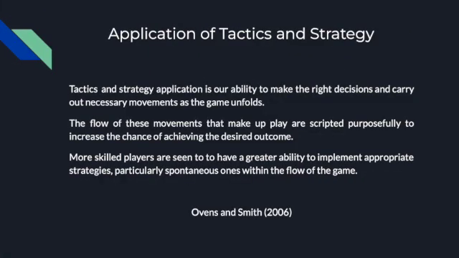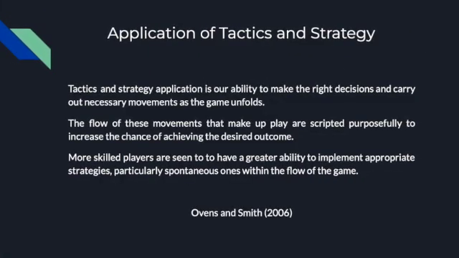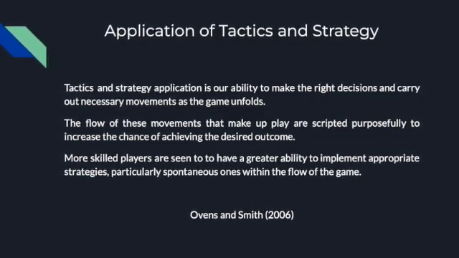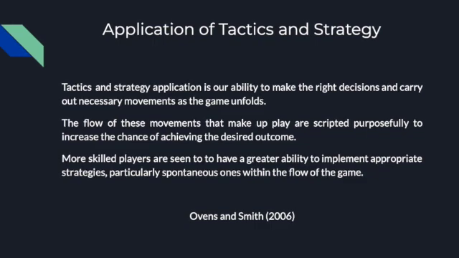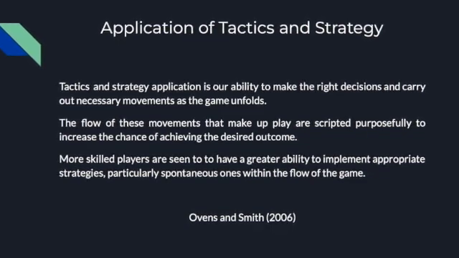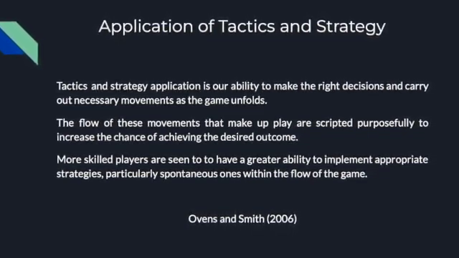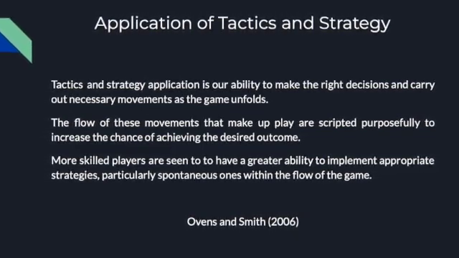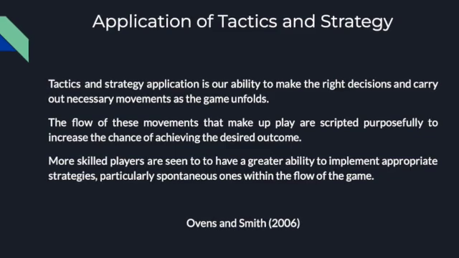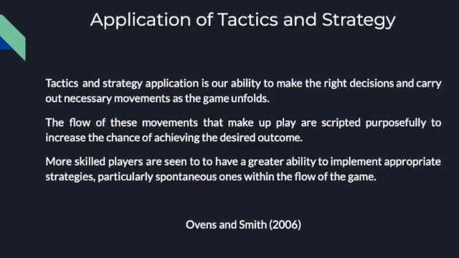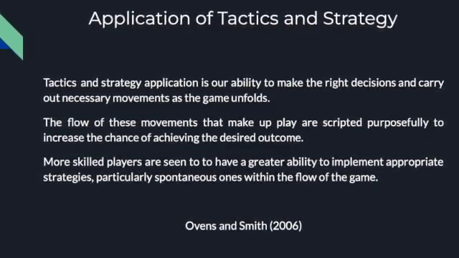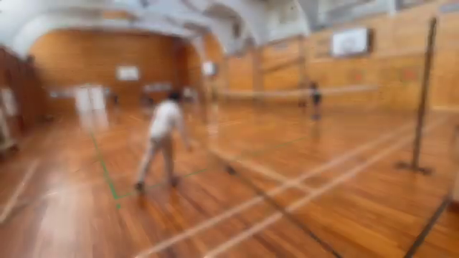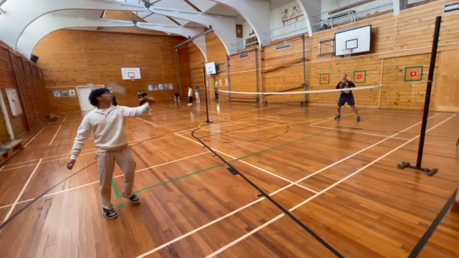The third major part of skill is application of tactics and strategy. Tactics and strategy is our ability to make the right decisions and carry out necessary movements as the game unfolds. The flow of these movements, which make up play, are scripted purposefully to increase the chances of achieving the desired outcome, with more skilled players having a greater ability to implement appropriate strategies or tactics in order to gain an advantage. In this video, I showed good use of strategy.